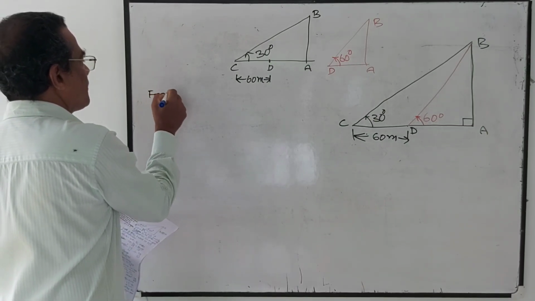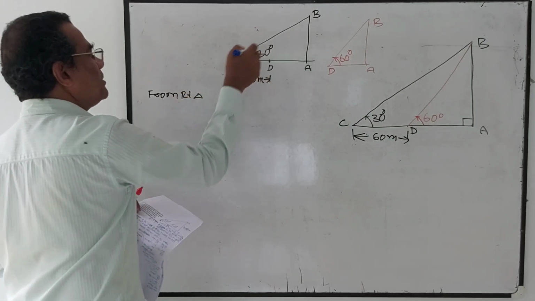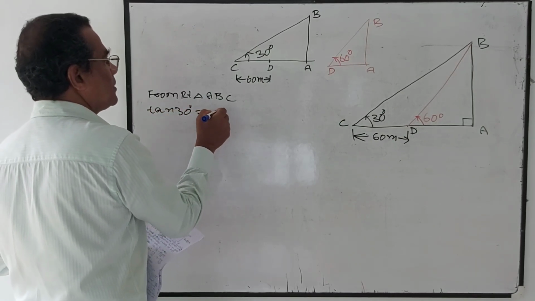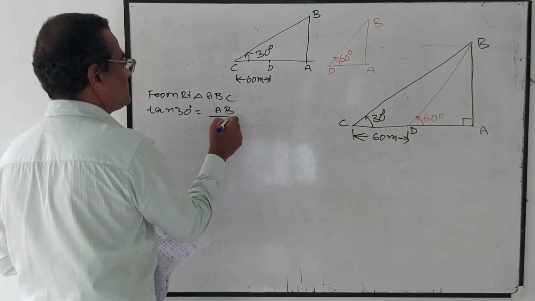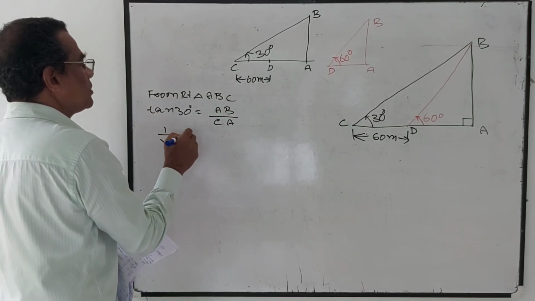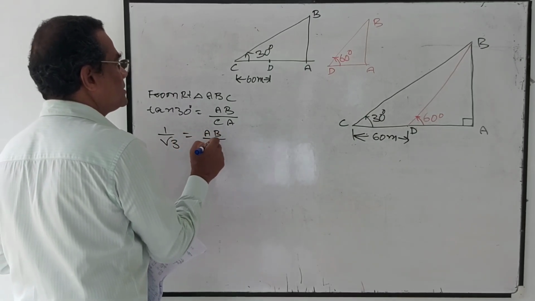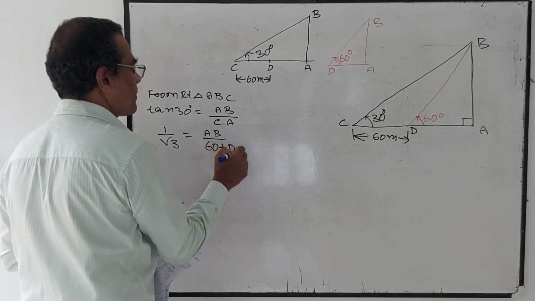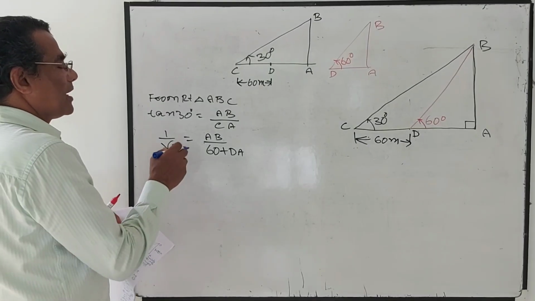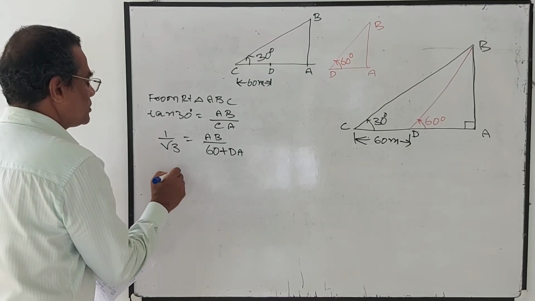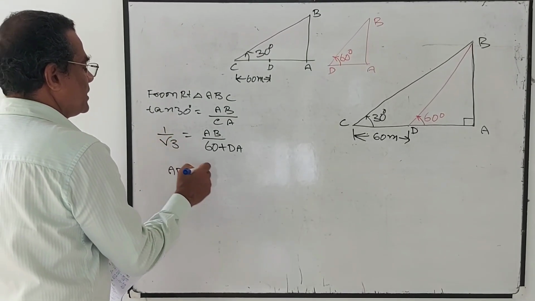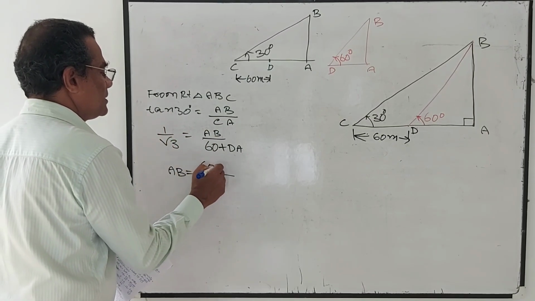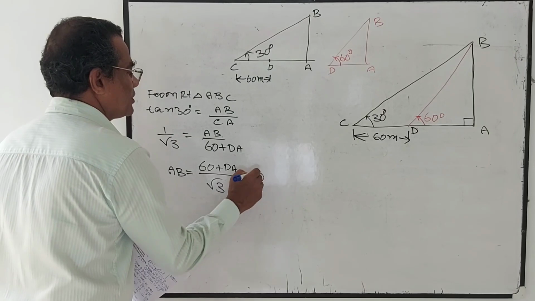From right triangle ABC, tan 30 degrees equal to AB by CA. That is 1 by root 3 equal to AB by CA, which means 60 meter plus DA. I am interested in AB. So AB will be equal to root 3 is there, this will go here, 60 plus DA. This is equation number 1.